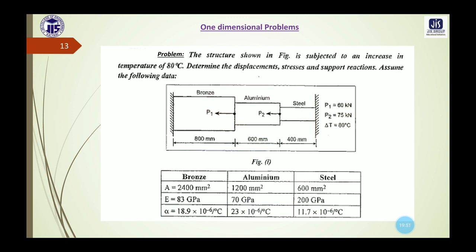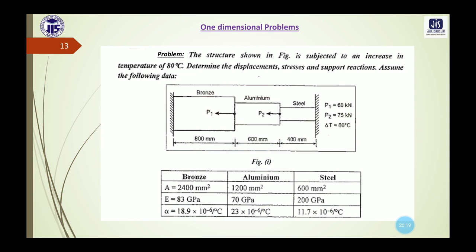Next, let us discuss this numerical. As the diagram is given, the structure provided here is subjected to an increase in temperature of 80 degrees centigrade. So we need to determine the displacements, stresses and support reactions.